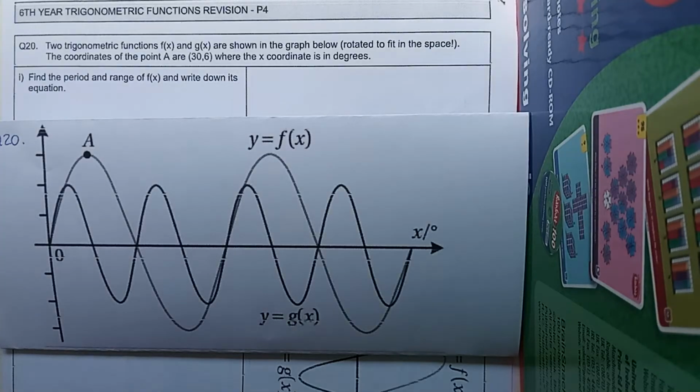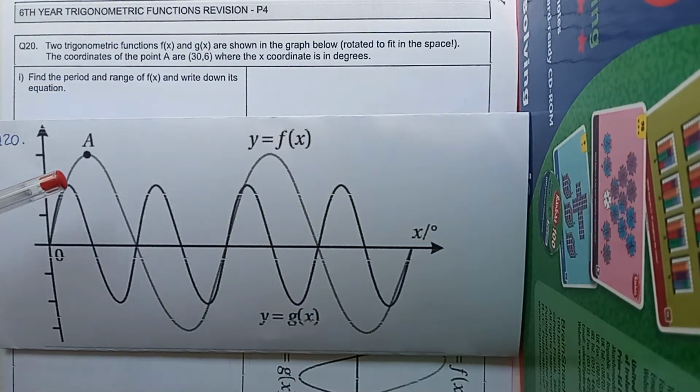This is the solution for question 20 from the trig functions revision worksheet. In this question, I'm shown two functions in the graph. The light grey is f of x and the dark grey is g of x. And I'm given one point, the point A, and I'm given its coordinates: 30, 6.